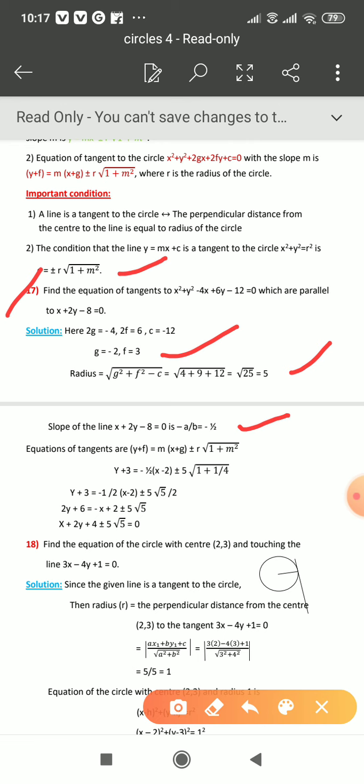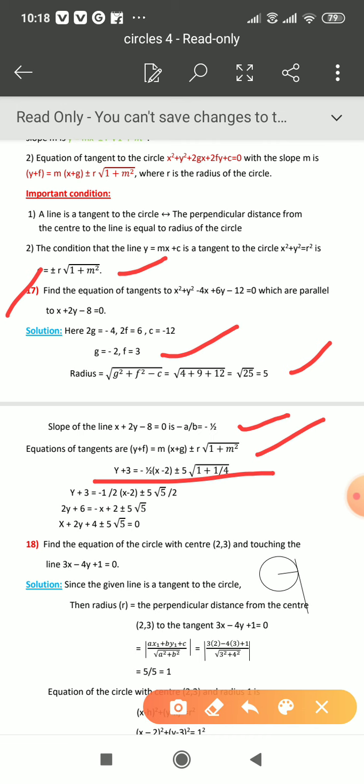If you know the slope, the equation of the tangent is y plus f is equal to m into x plus g plus or minus r into square root of 1 plus m square. Here the two lines are parallel, which means the slope of the given line is equal to the slope of our required line. So the slope of our required line m is equal to minus 1 by 2 also. So substitute these values. y plus, what is f? f is equal to 3. So y plus 3 is equal to m, that is minus 1 by 2, into x plus g. Here g is equal to minus 2. So minus 1 by 2 into x minus 2 is equal to plus or minus r. Here what is r? r is equal to 5, into square root of 1 plus m square, m is minus 1 by 2.